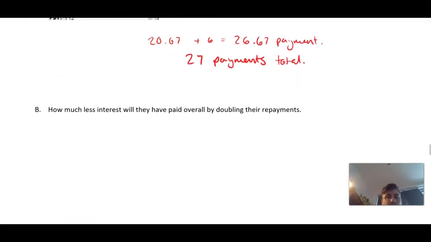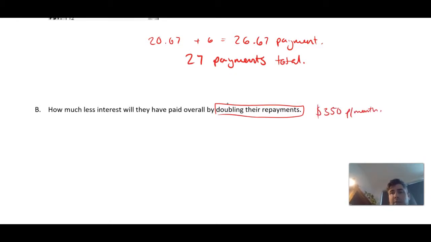Alright, for part B, they're asking us how much less interest would there be paid overall by doubling their repayments. So that's as opposed to continuing with the $350 per month and taking longer to pay it off. So how much money are they saving by speeding up their repayments? And this is a common question that someone might ask when they're paying off a mortgage. If they started earning more money, for example, is it worth them paying it off quicker? And the answer most of the time is yes, if the interest rates are high enough. If the interest rates aren't too high, then maybe not.